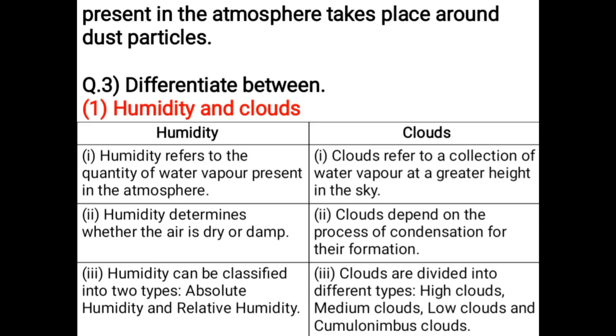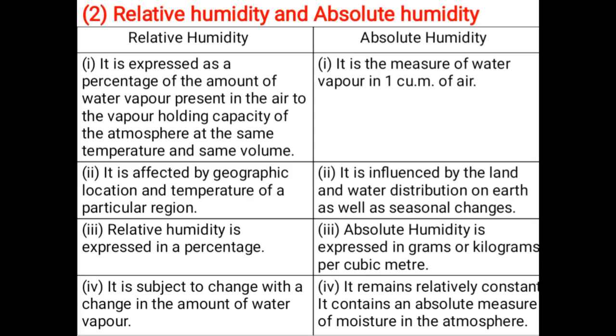Humidity can be classified into two types: absolute humidity and relative humidity. Clouds are divided into different types: high clouds, medium clouds, low clouds, and cumulonimbus clouds. Relative humidity and absolute humidity.